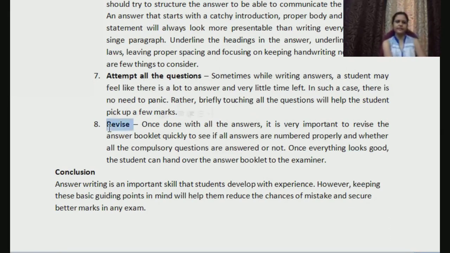Last is revise. What is that? It means once you are done, you have to check whether you have written the question number and whether the answer is right, and if you highlighted anything. You cannot read the entire answer sheet, but you can see whether you have attempted the 5-mark, 10-mark, 6-mark questions or not. Because you are in so much hurry, sometimes you may skip one question. That should not happen. That is why you need to revise. Also, see if you have marked the questions properly.